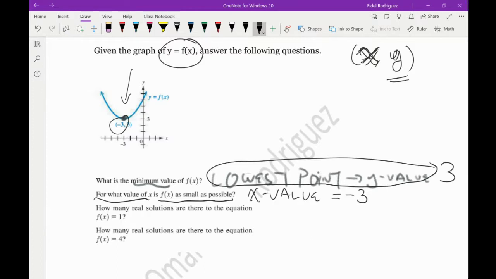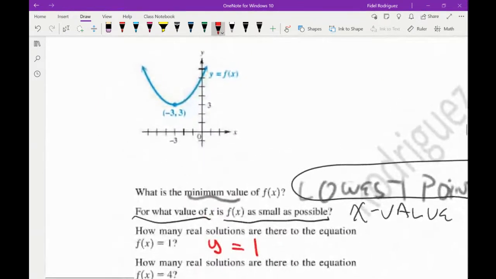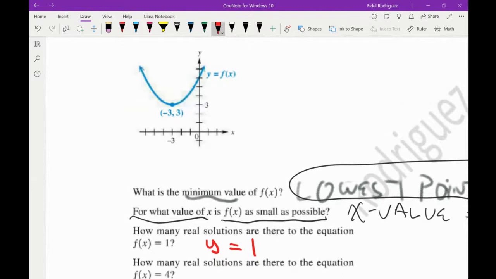All right. And then the next one here says, how many real solutions are there to the equation f of x equals 1? What that means, y'all, is when y is equal to 1. So what I'm going to do here real quick, I'm going to zoom out of there, and I'm going to zoom in a little bit. And we're talking about when y equals 1. So here's y equals 1. I'm going to draw a horizontal line right there. This is the line y equals 1, okay?